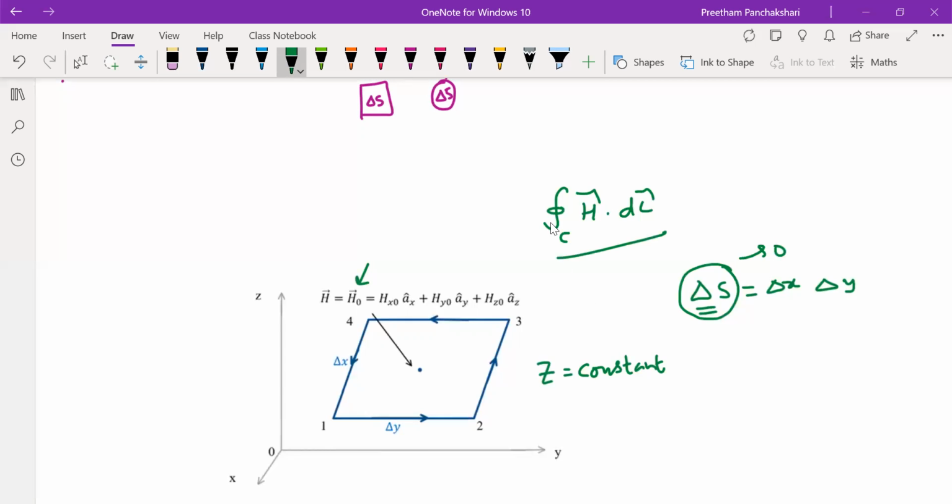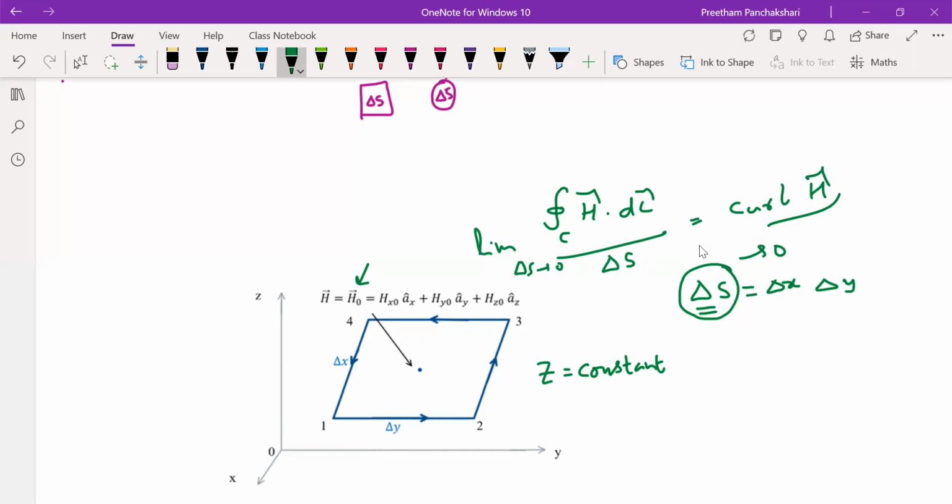Then this integration over the closed path will be divided by the surface. Now the quantity becomes circulation per unit area. Circulation density, we can call it. After applying the limit delta S tends to 0, this equation becomes curl of H.